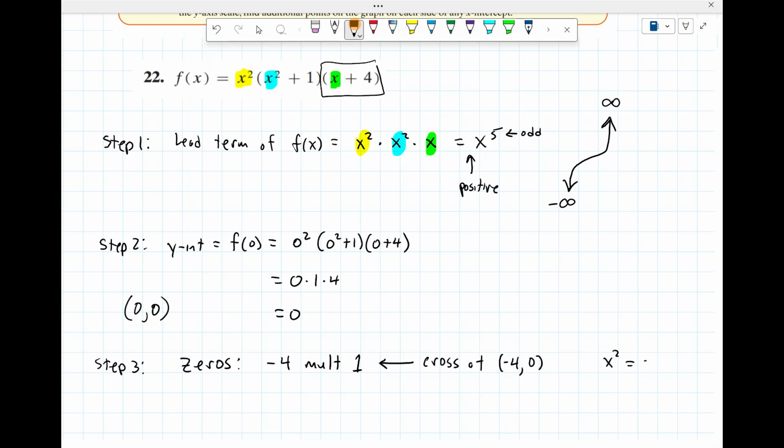So we want x squared equal to 0. That one actually you can tell right away. The only time that x squared is equal to 0 is if x is equal to 0. And you could take the square root of 0. You'd get plus or minus 0, but positive 0 is the same as negative 0. So we have another 0 at 0.